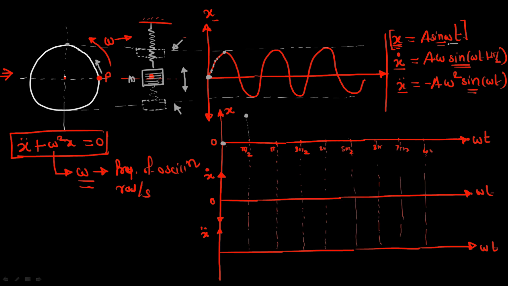Then again, if we change the value, it will become pi. For pi by 2, this is the position of the particle. At pi angle, the particle will be again at the 0 position. So from 0, the mass will start the upward motion, reach the maximum point, and again start the downward motion, and after pi angle, it will reach the equilibrium point again. So at pi you get 0 value, so sine pi is 0.